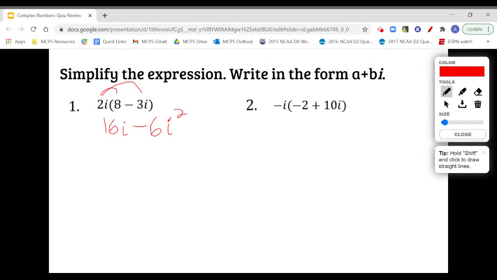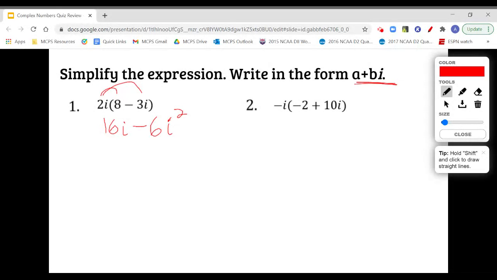From here, some of you might be thinking, yeah, I'm done. There are no like terms to combine. But it's also not in a plus bi form because I have an i term and an i squared term. You are never going to need to have an exponent with the i, because when I have these exponents, I can simplify them. Sometimes they simplify to real numbers, sometimes they simplify to i, negative i, etc. But they're always going to simplify any i with an exponent.